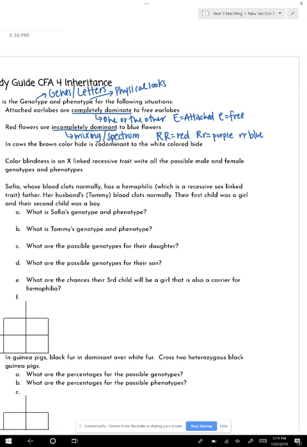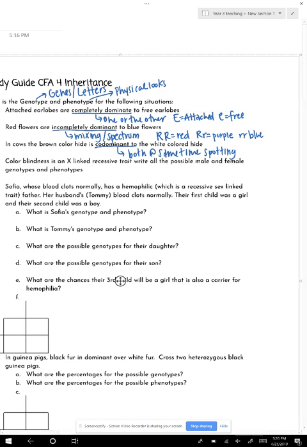Okay, the next one, we're talking about codominant. When we're talking about codominant, that means that I see both at the same time. Very commonly, I get my spotting and all of that in there. So spotting usually happens in that sort of deal.